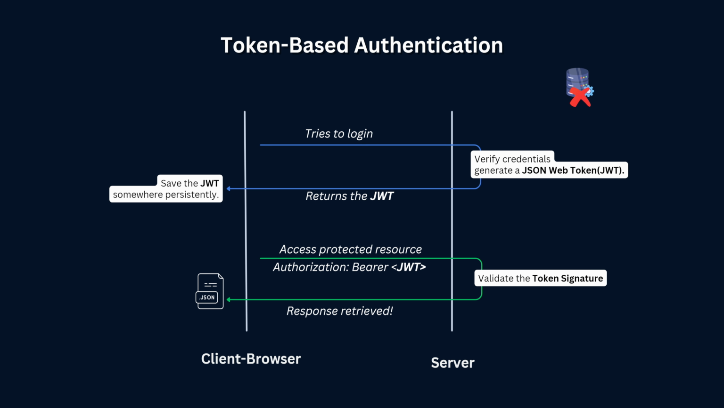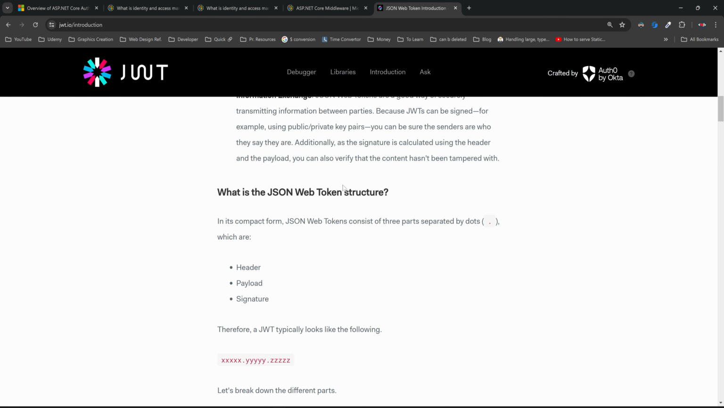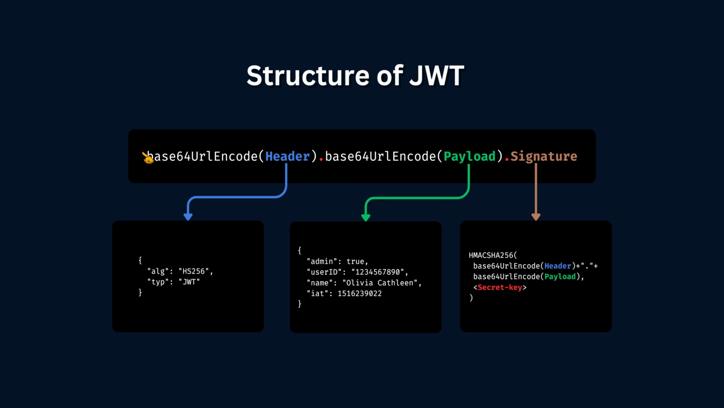Now let's dive deep into JWT authentication and see how it is able to do everything without saving any state of the authenticated user in a database. For that, here we have the official documentation of JSON Web Tokens. First of all, we'll discuss how the JSON Web Token is generated. And then we can discuss how it is validated in the subsequent request. So basically, a JSON Web Token has three parts: header, payload, and signature.